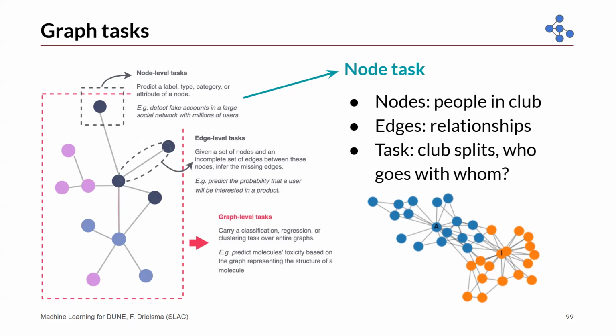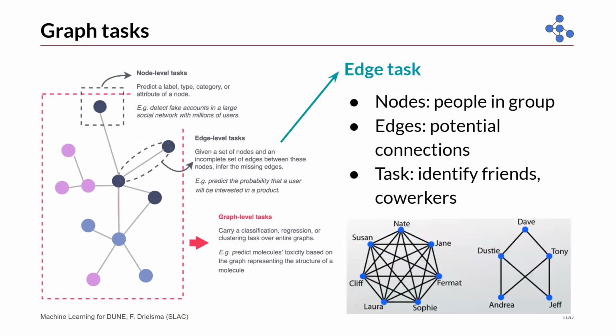And so what these edges represent is friendship within the club. And what you're trying to predict is whether a node is going to go with A or with I when the club splits. So that's a typical kind of node-type task that you can do with a graph.